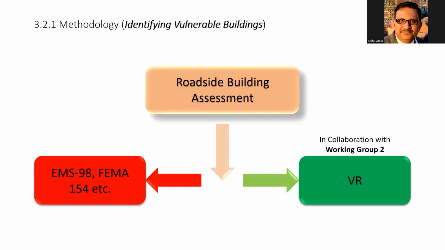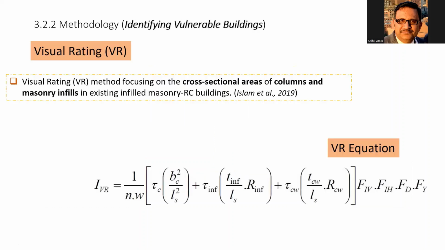Now, as you know that there are several ways to evaluate a building vulnerability for seismic threat, for example, EMS 98, FEMA 154, and etc. However, we have selected the VR method in collaboration with Working Group 4, as they have performed several experiments in terms of Bangladeshi structures with this VR technique. So as per their suggestion, we have selected the VR technique in this regard.